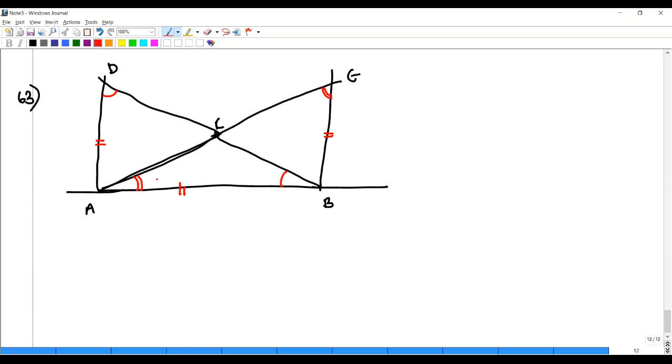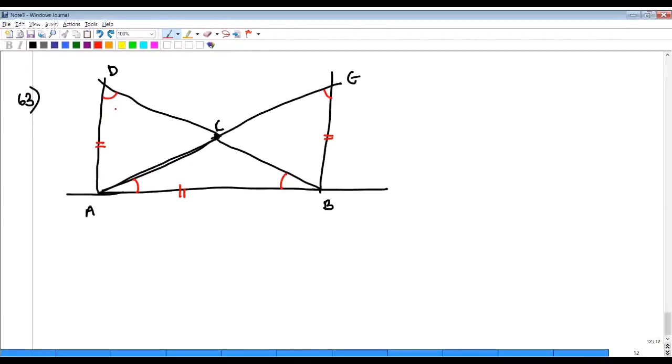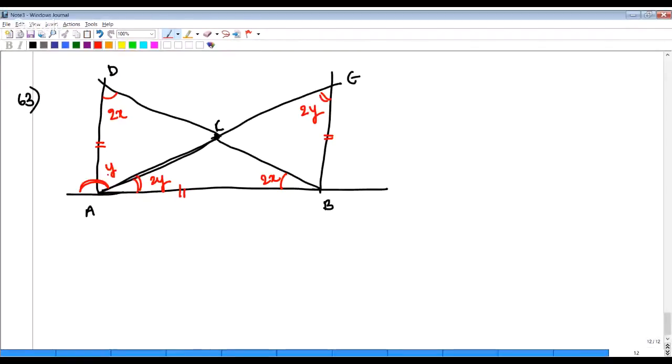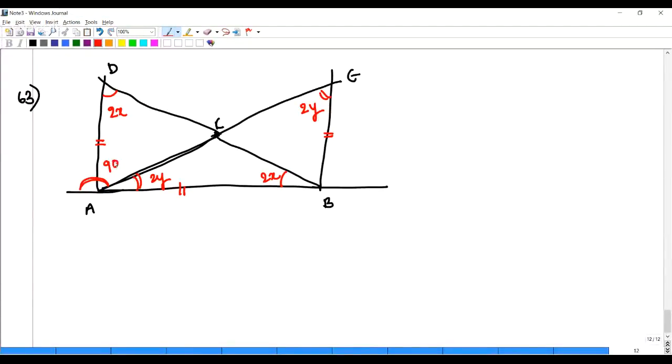Let's assume if it is 2x, and this will also be 2x, then obviously this will be 2x. If it is 2y, then this will be 2y. I'm assuming it so that you can easily divide this. The remaining is 180 minus 2x, so you can say 180 minus 2x means 90 minus y. Here it will be 90 minus x.